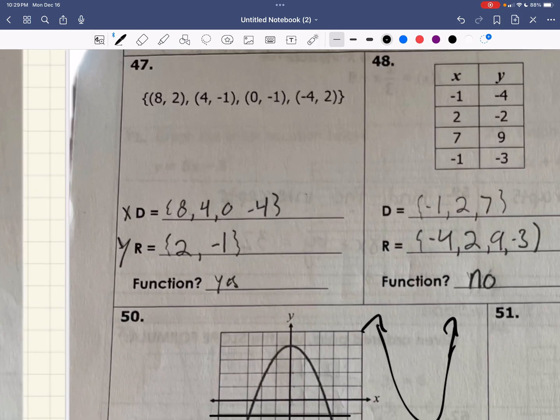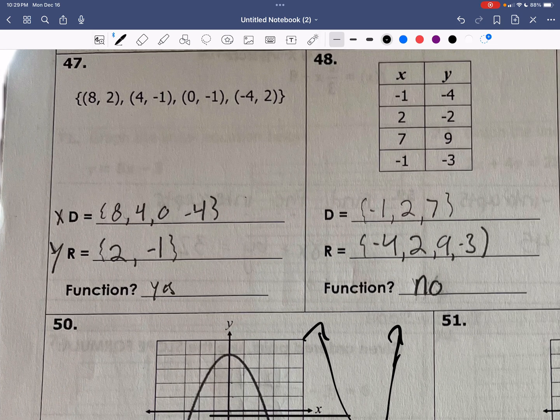Domain and range. All of these look actually pretty good. Domain is, again, inputs, x's. So in this case, domain would be 8, 4, 0, and -4. Perfect. Range would be 2, -1, -1 again, and 2. So it's just these two. It is a function because we just can't have x values repeat, right? If it's going to pass that vertical line test, for every x value, there's got to be exactly one output of a y value.